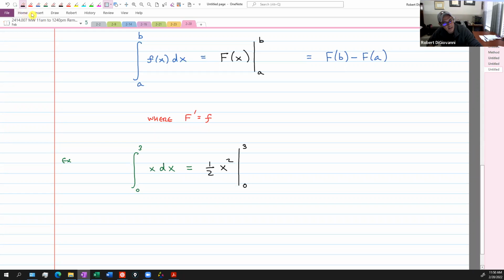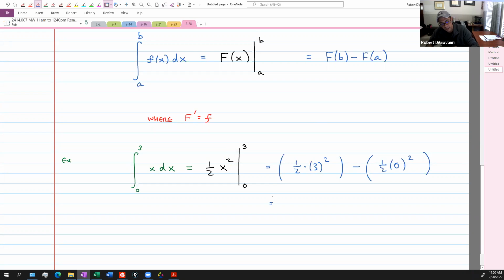So my next part of this is going to be, okay, I'm going to take 3 and plug it in first. So 1/2 times 3, sorry, I already squared it, times 3 squared. And that's me plugging in the B into the capital F. And then I do 1/2 times, now I plug in the 0 to the capital F.